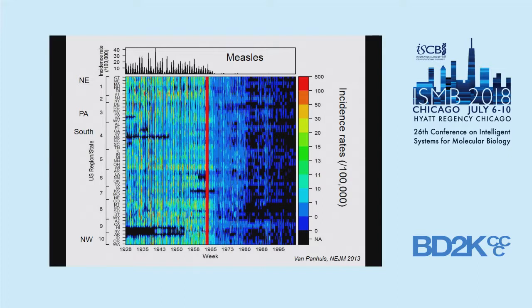Here you can see almost 100 years, 1928 to 2002, of weekly disease surveillance data for measles, weekly incidence rates, showing a very characteristic pattern for this disease at the national level. Then, in color coding for each state, I'm showing the incidence rates. Black means we have no data, no reports. Blue is low incidence rates, and red are high incidence rates.